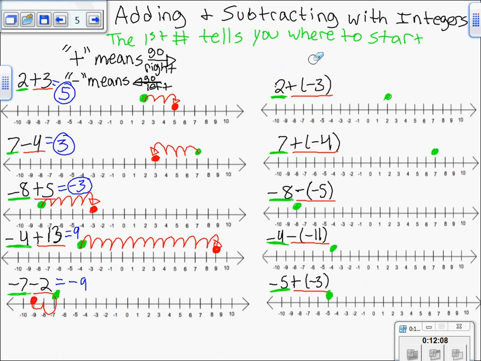All right, so let's see. In each of these examples on the right side, we have where the second number is a negative.